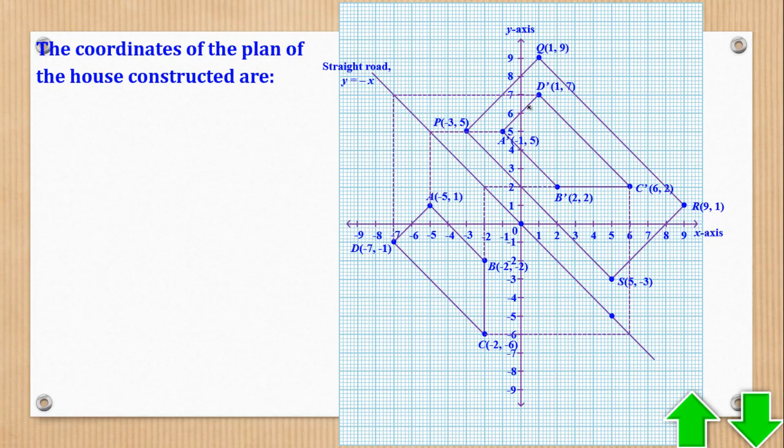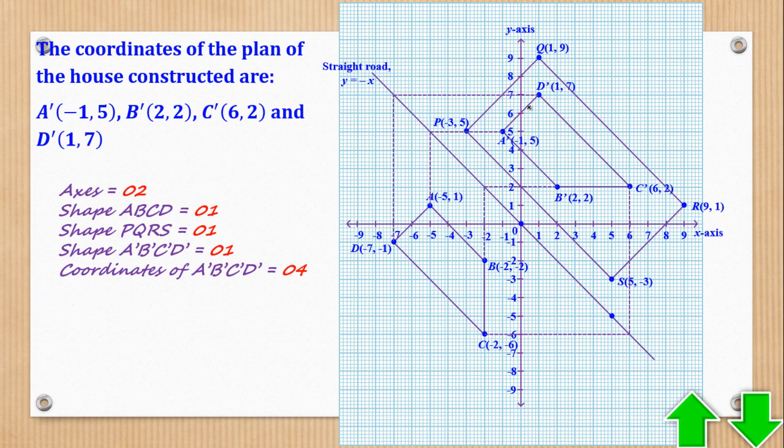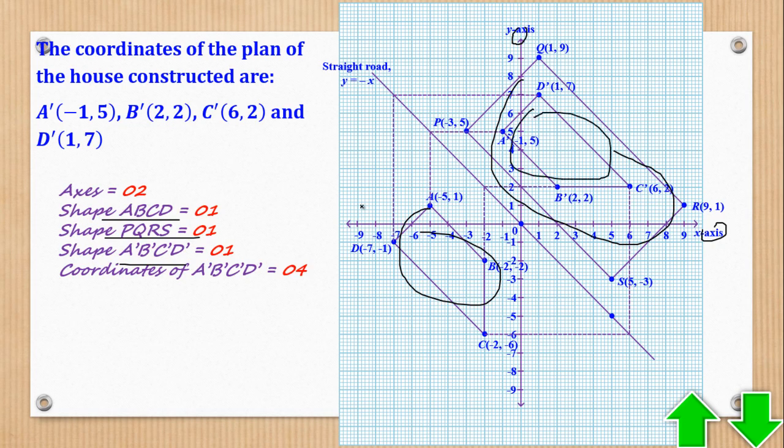So first of all, the coordinates of the plan which was asked for are those ones. Let's see the marks for this slide, or the scores. So here, 2 marks were for the axis, uniform scale and labeled. 1 mark for the shape of ABCD. Another mark was for the shape of PQRS. Another mark was for the shape of the newly constructed house.